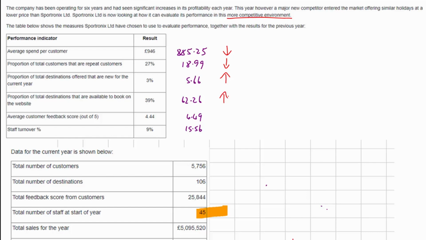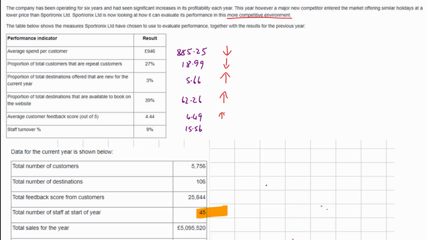The next thing then is our feedback score. So we can see that that's gone up a little bit, but it was quite good to begin with, wasn't it? Yeah, last year it was 4.44 out of 5, and now it's 4.49. So we've got some good customer feedback here, but nevertheless there is a slight improvement on this. And that could be why we're basically a profitable business. Our customers are happy and they want to come to us.